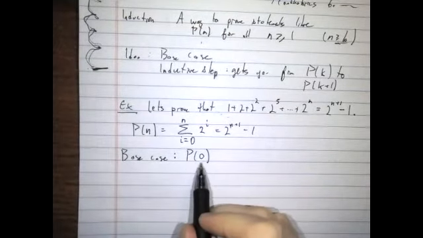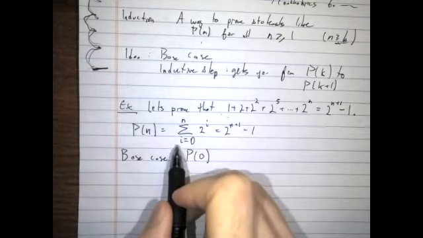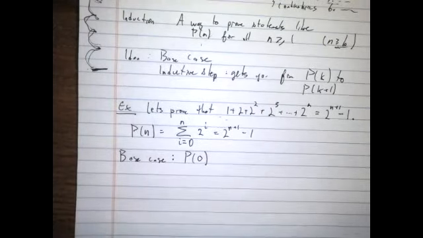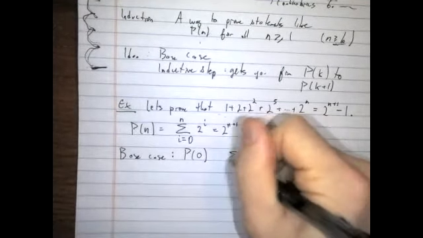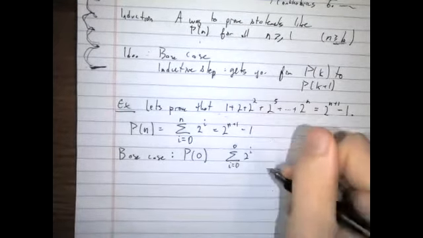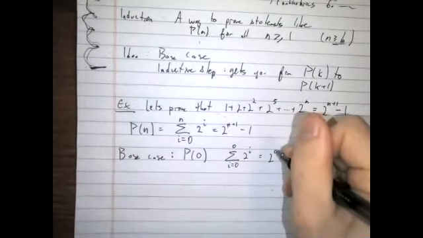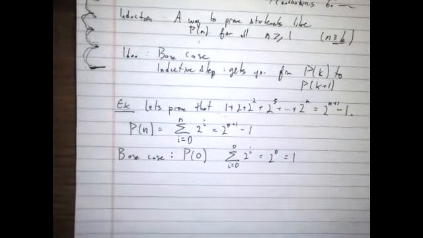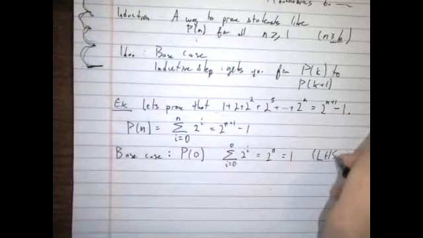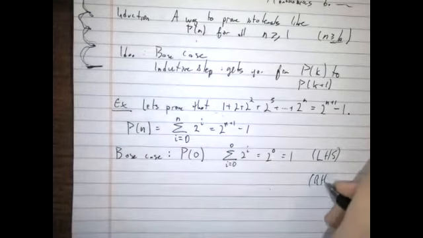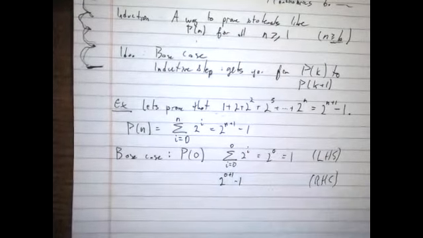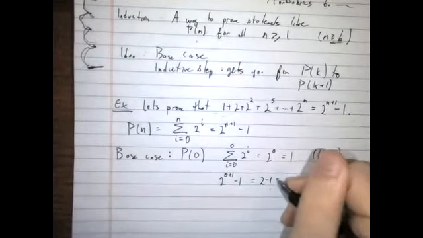And for P(0), I plug in 0 to both sides. So what do I get if I plug in 0 for n on the left-hand side? Well, I get the summation from i equals 0 to 0 of 2^i, which is of course equal to 2^0, which is equal to 1. And then the right-hand side is 2^(0+1) minus 1, which is equal to 2 minus 1, which is equal to 1.